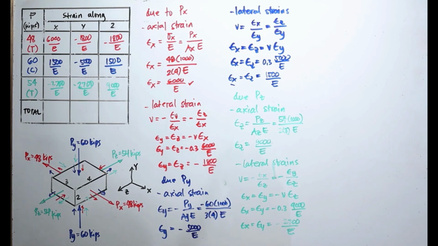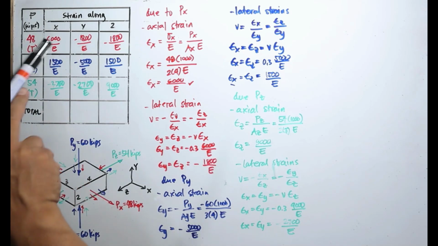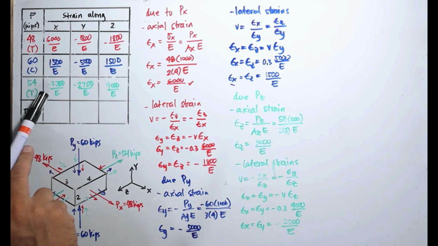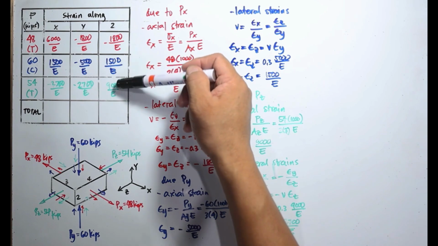So if you look at the diagram for P sub x, there are three strains along the x-axis. Axial due to x, lateral due to P sub y, and lateral due to P sub z. So these two are in tension, and then the P sub z lateral strain is in compression. Okay, so we can also see that here. Along y, they are all in compression. That's why we have all of them here with negative signs. And then along z, we have two in tension and then one in compression.